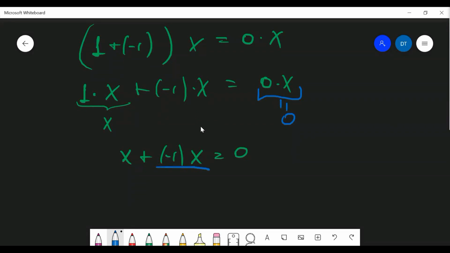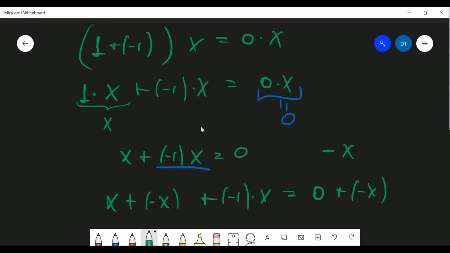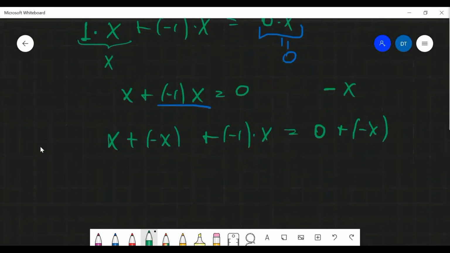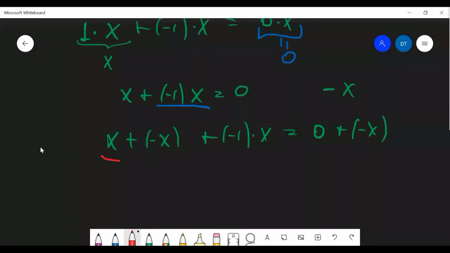Or simply, you may add minus x to the left and the right-hand side, then you will get x plus minus 1 times x equals 0 plus minus x. You just add this to the left and the right-hand side. Then these guys give you 0, and you will have minus 1x equals minus x. So this is how you play with the symbols.